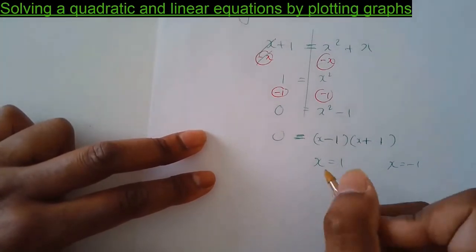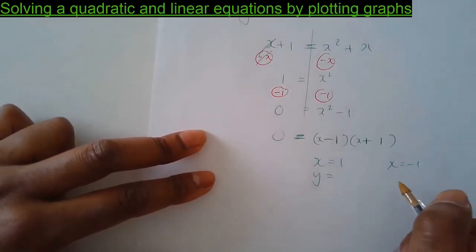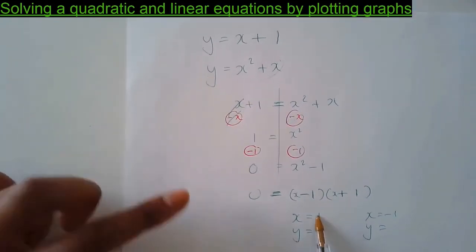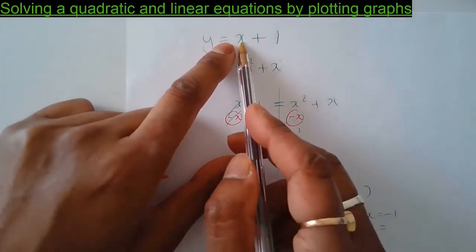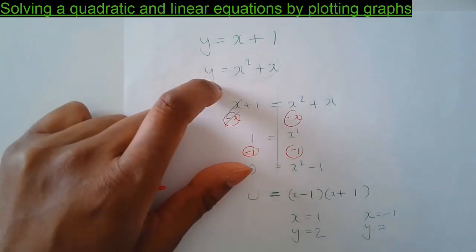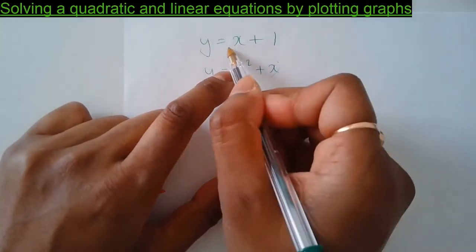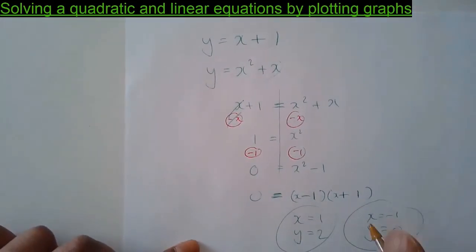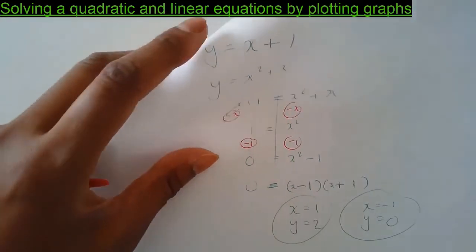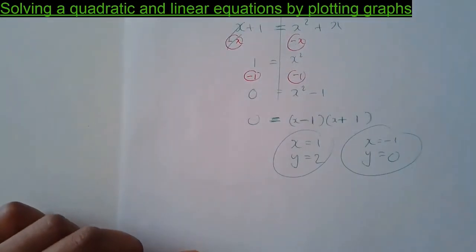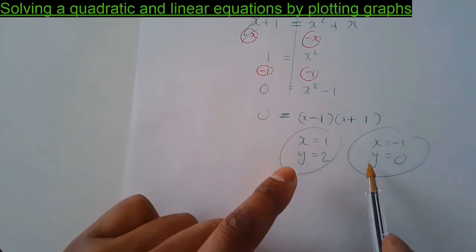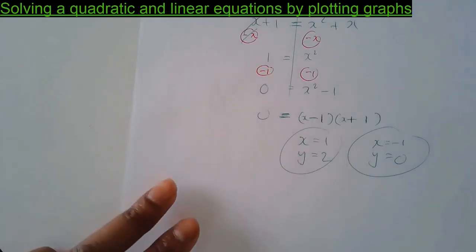Now I need to find the corresponding y values. Choose the easiest equation, and that one's the easiest one. Replace the x with 1. 1 add 1 is 2. Replace the x with -1. -1 add 1 is 0. Now these are the coordinates that I just discovered when I solved the two equations graphically. Those are the two coordinates. If you just check with the graph again, those are the two coordinates where the graphs intersect.